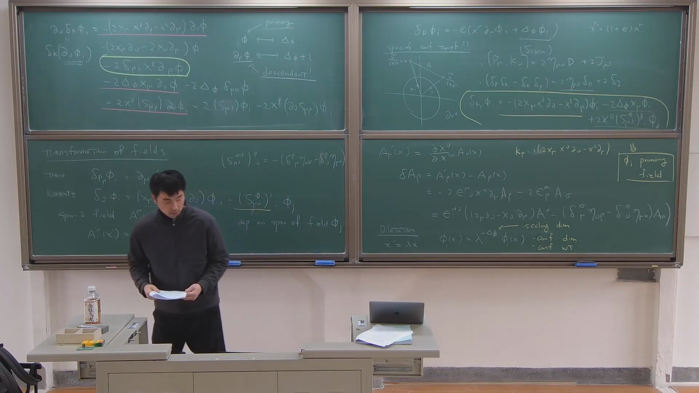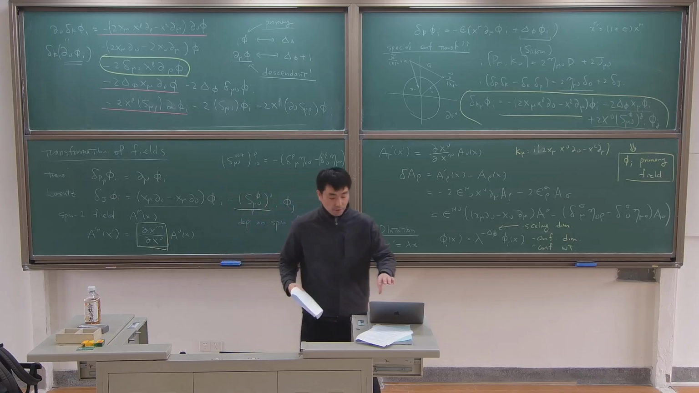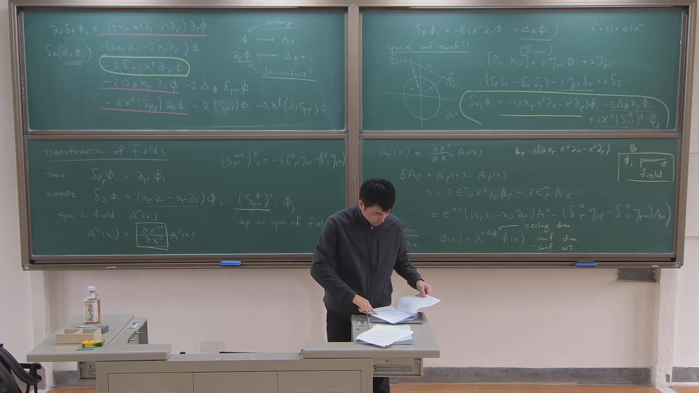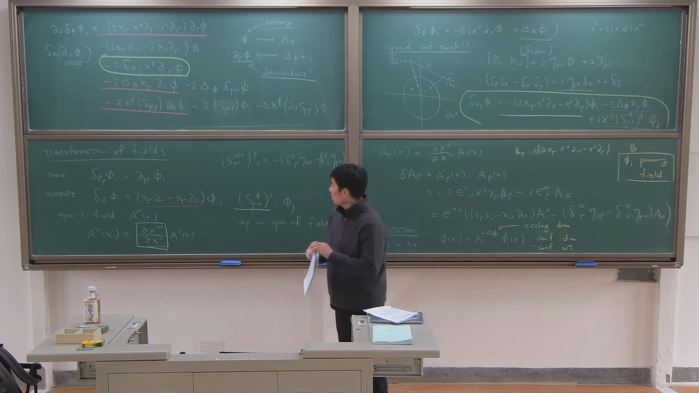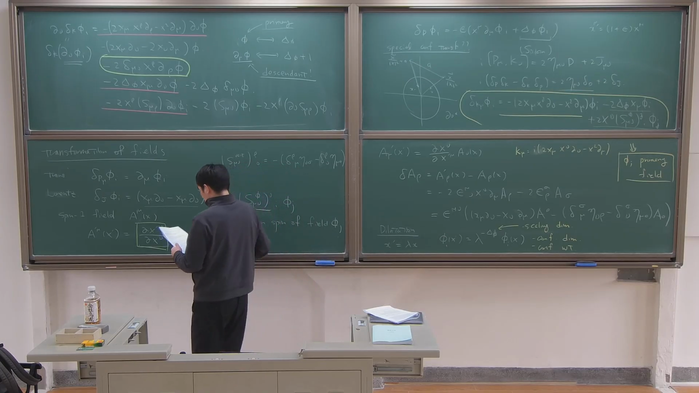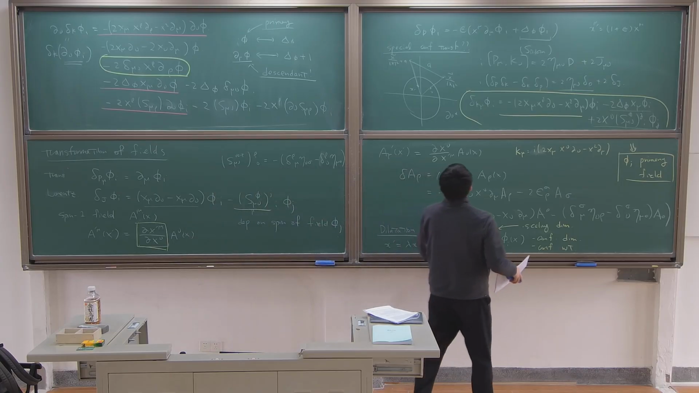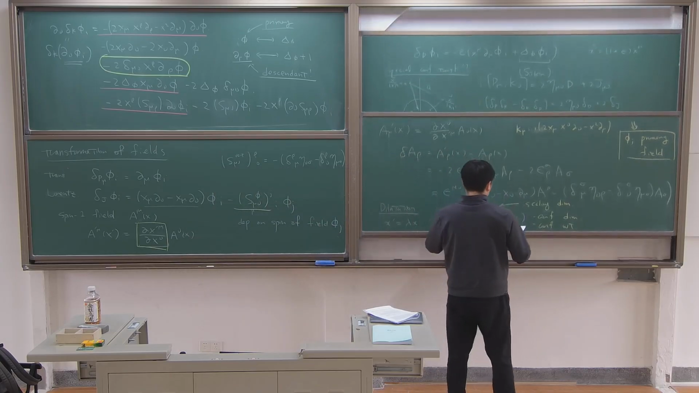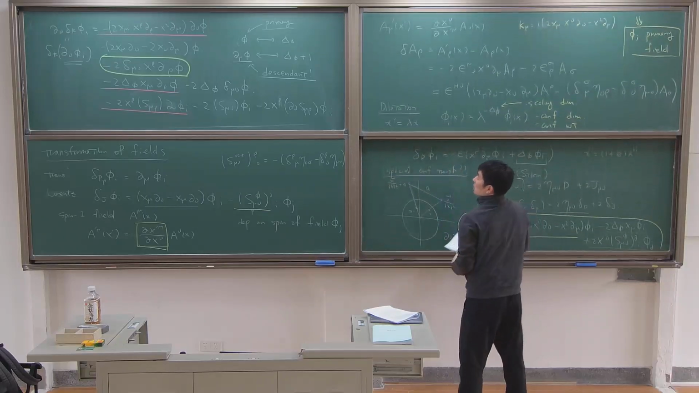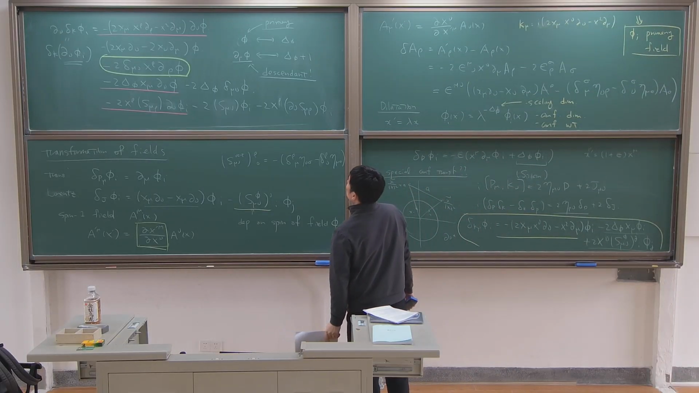Any questions at this moment? So this is one way to define a primary field. That's the transformation rule we looked at. But another way to look at this transformation rule is... I think I just did it too fast.